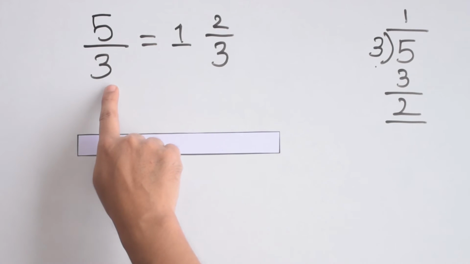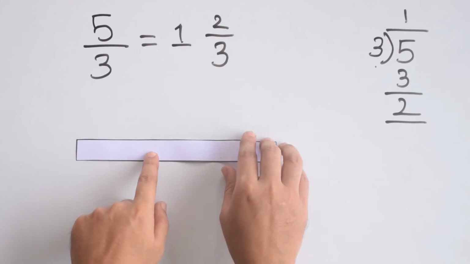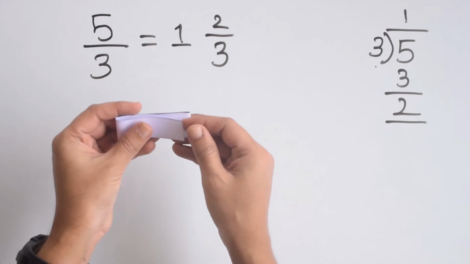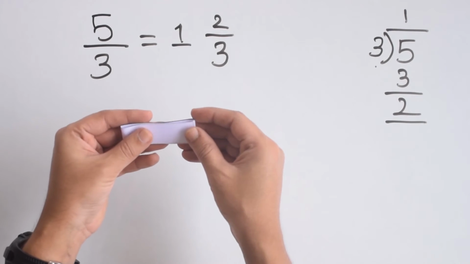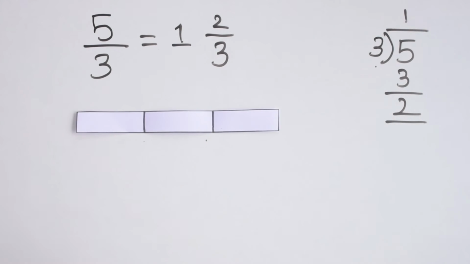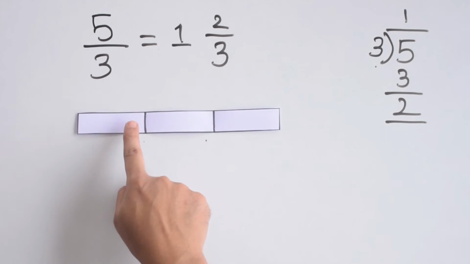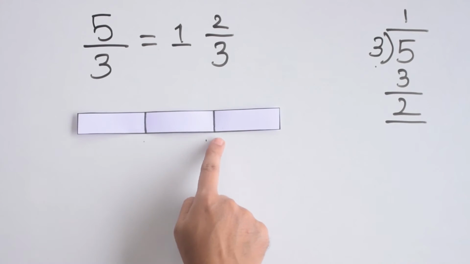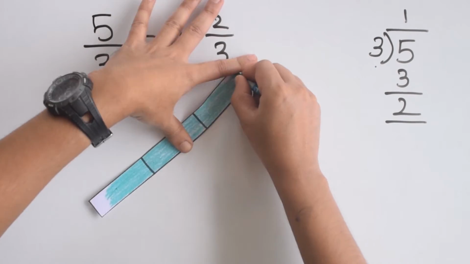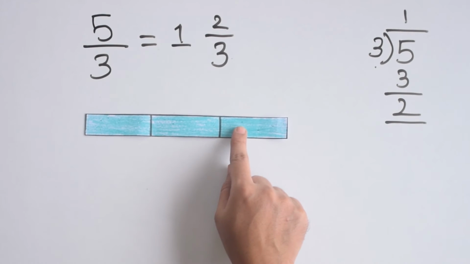Now here the denominator is 3. So I have to divide this into 3 parts. So I'm going to fold like this and find 3 equal parts. And how many parts do I have to color here? 5 parts. So I have 3 parts here. Let me color this 3 first. So here we have 3 colored parts.